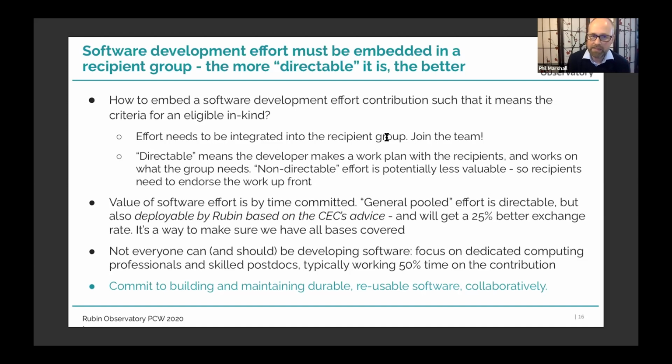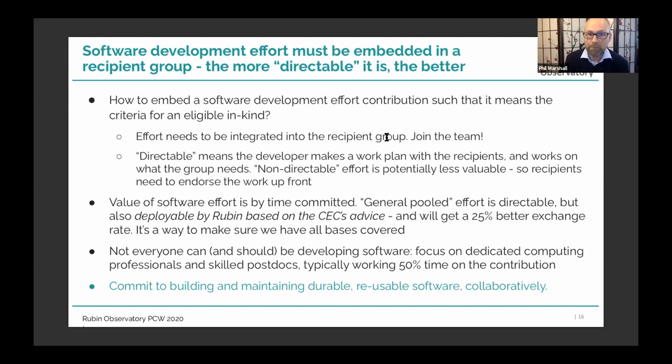This way of thinking led us to some terminology that you should become familiar with. There are two types of software development effort, roughly speaking: directable and non-directable. Directable means that the developer shows up in the team and makes a work plan together with that team and then works on what that team needs. That's directable effort. Non-directable effort is potentially less valuable. It's the other kind. It's where you already know what you want to make, the package that you want to build, and you just want to go and do that.